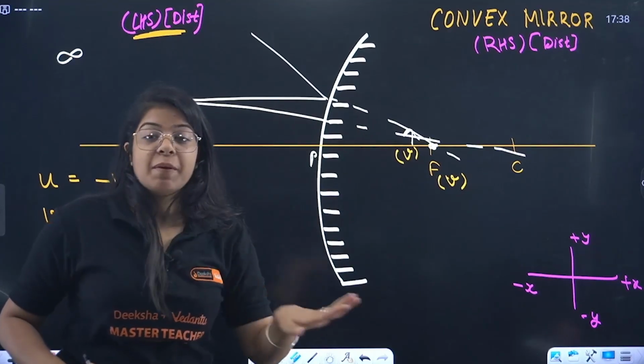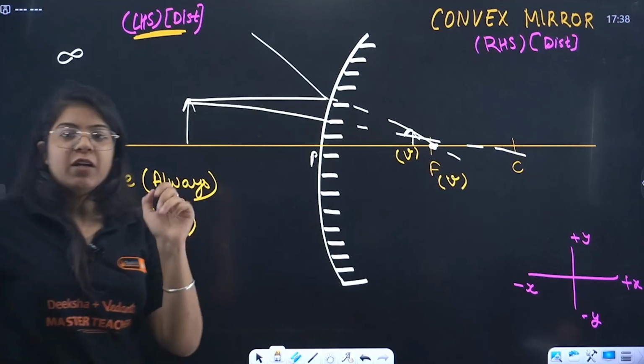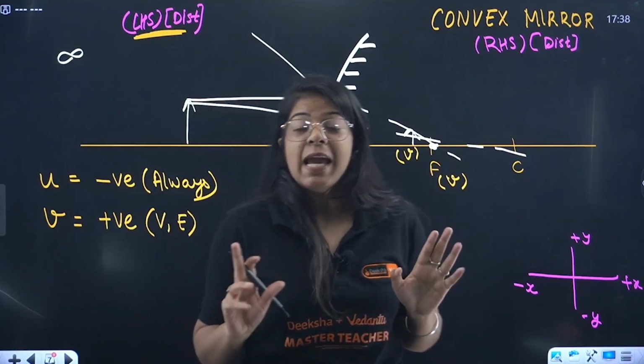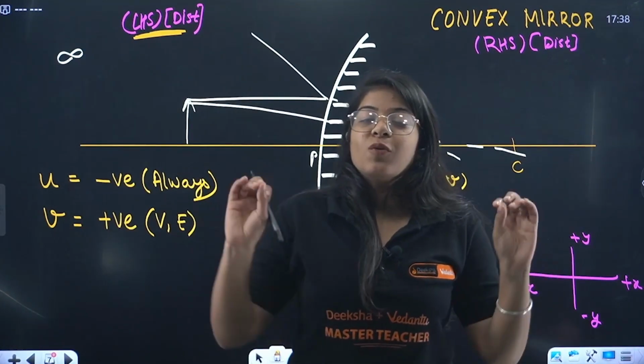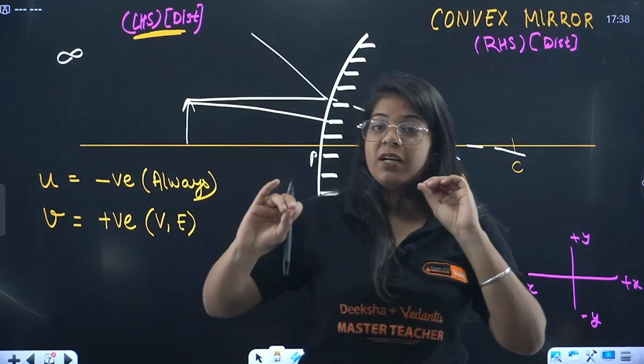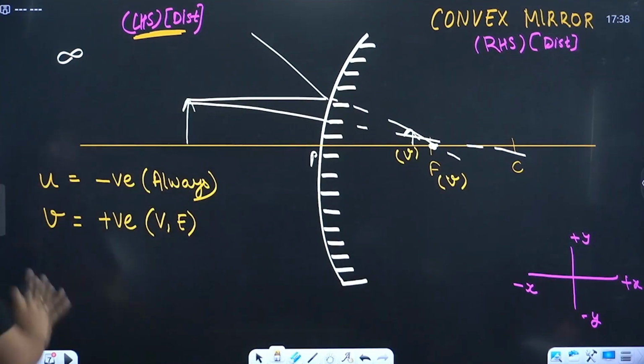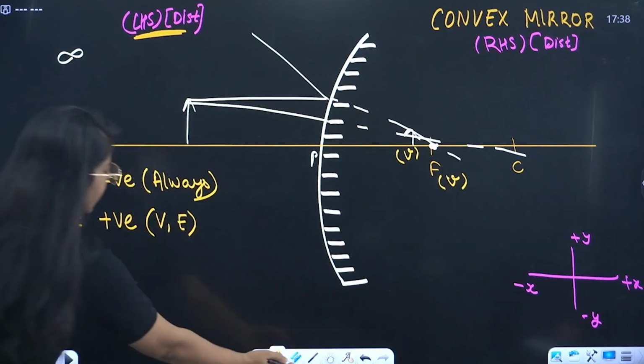Now you can remember this whole thing, that v is positive for virtual and erect, negative for real and inverted, without even learning it. But this will create a problem in your lenses part, because it is a little different in lenses. I'm coming to that. Okay, so this is your whole part of convex mirror.